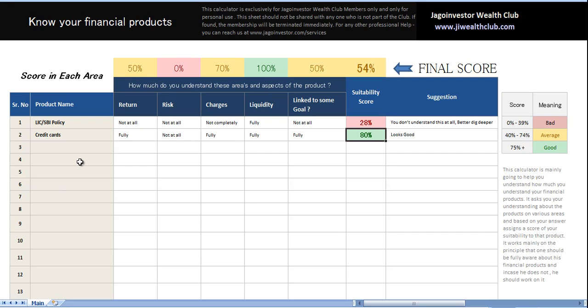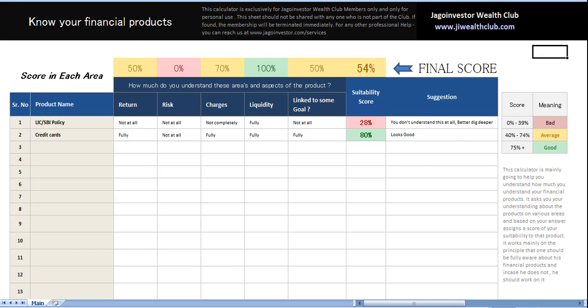So this way, when you put all the financial products in your life and you put all the parameters here, it will tell you which financial products have a lower suitability score in your financial life, and you need to understand them in a better way. Also at the top you can see how much you score in each area. For example, if your liquidity score is 100%, then it means that you understand the liquidity part very clearly among all the financial products you have. So this is how you can use this tool. And now we will move to the next one.